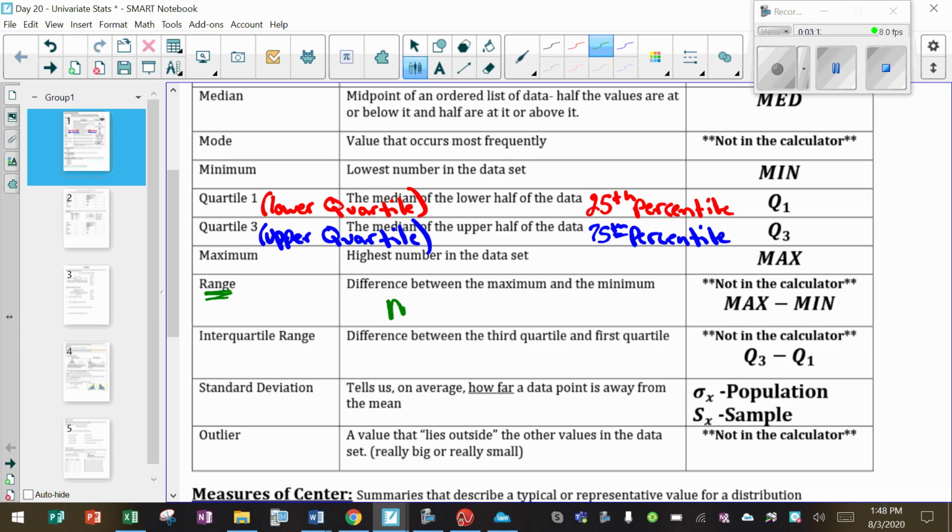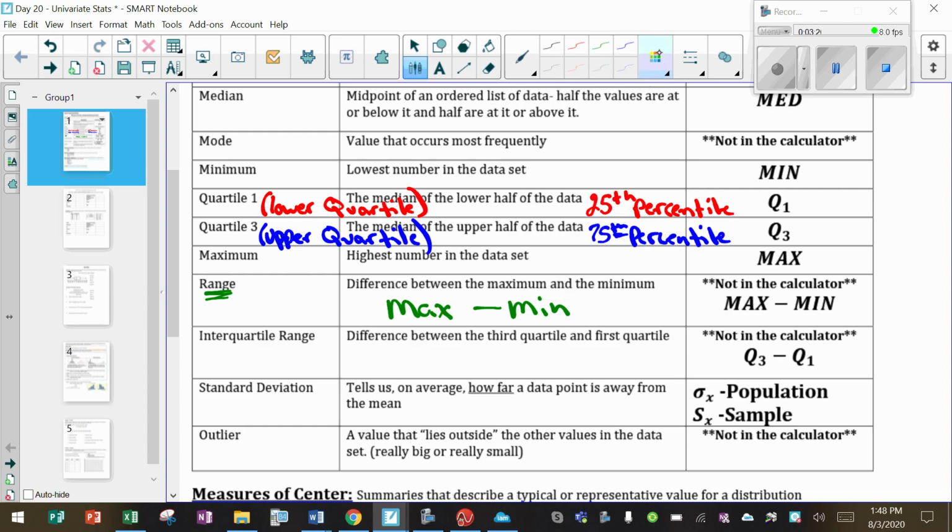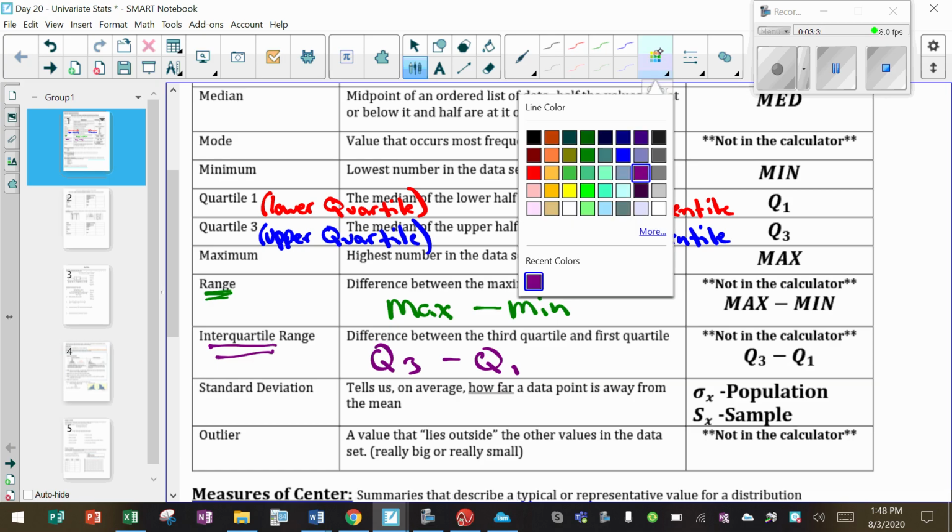That's when you do the maximum number in your list minus the minimum number. Max minus the min. That's called the range. If you did the interquartile range, you're subtracting the quartiles. The upper quartile minus the lower quartile. And then something that's called the standard deviation.